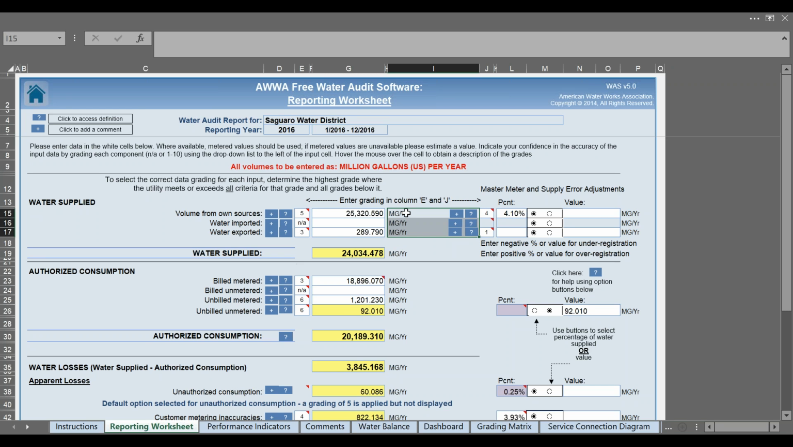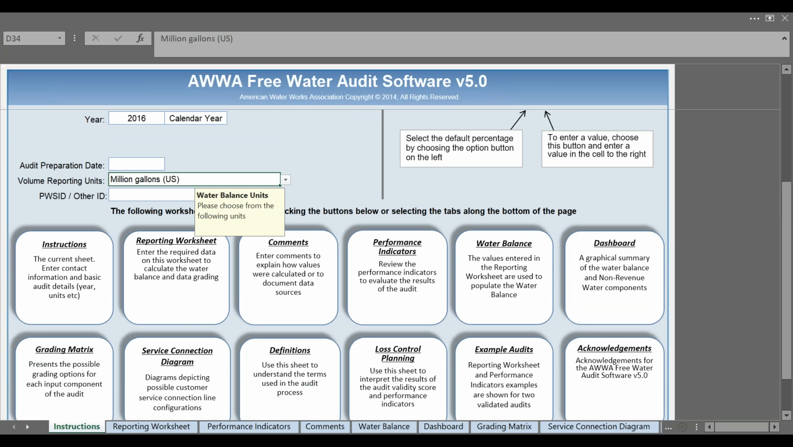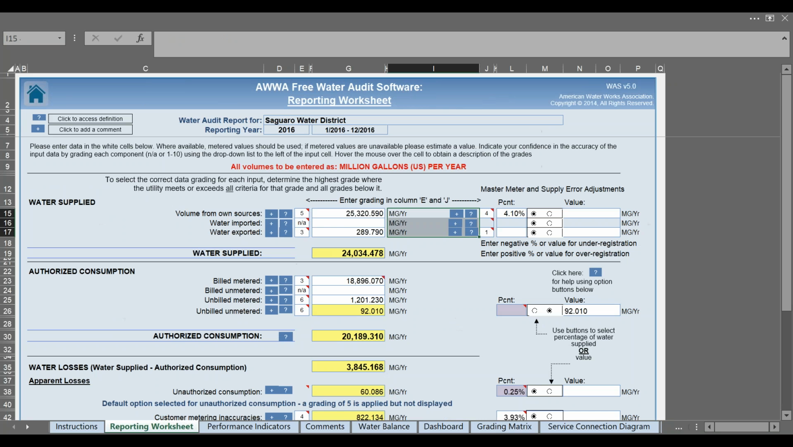Important to note, if for any reason you have completed your water audit in the units of million gallons and then decide that you want to switch that over to acre feet over here, the Water Audit Software will not automatically make that calculation for you. So just a tip and a heads up on how the reporting units interact with the data that's being entered into your Water Audit Software, into the reporting worksheet.